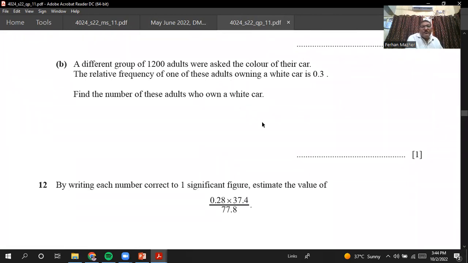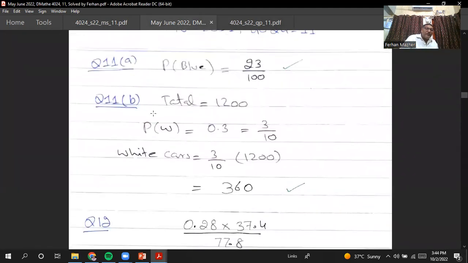A different group of 1,200 adults were asked the color of their car. The relative frequency of one of these adults owning a white car is 0.3. Find the number of these adults who own a white car. Very simple. I know the probability. Total number of people is 1,200. So the person who owns a white car is 0.3, which means 3 by 10. So out of 1,200, how many? 3 by 10 multiplied by 1,200. So it will be 360.